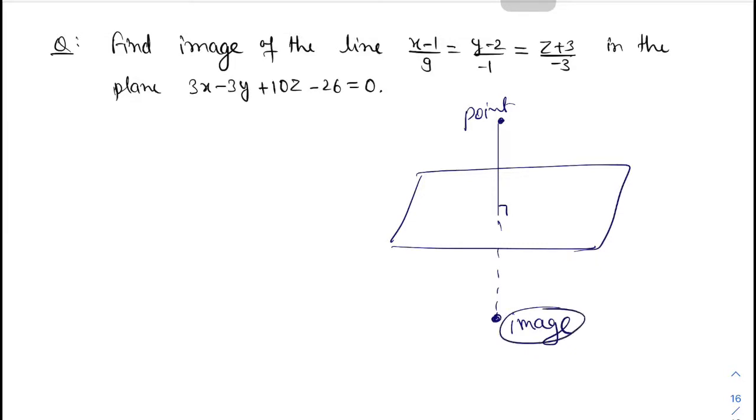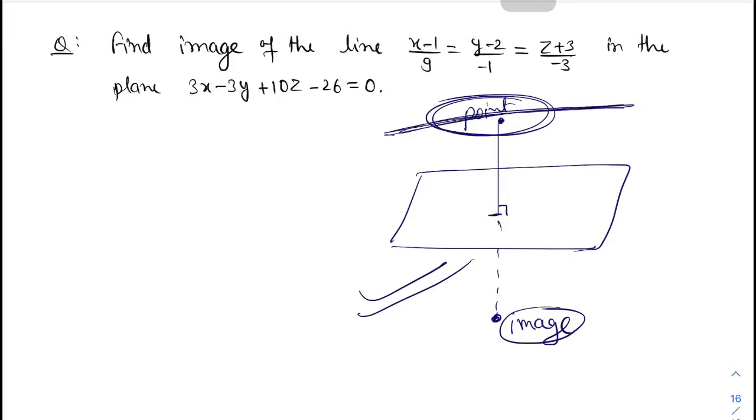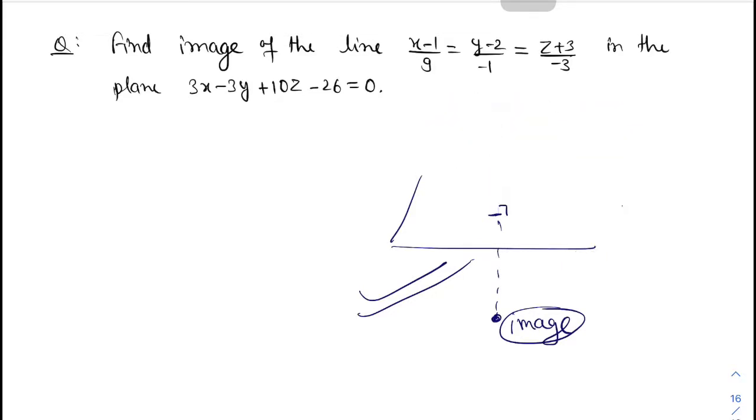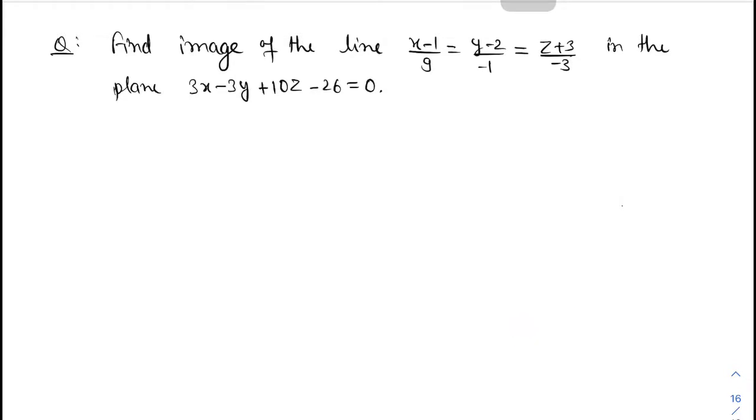Okay, for that we have a formula, but in this case there is not a point, we are given a line, and we have to find the equation of the image of this line in a plane. Consider this plane to be a plane mirror. The image of a line will be a line itself. The image of a line will not be a point, it will be a line only. So let me draw a rough sketch.